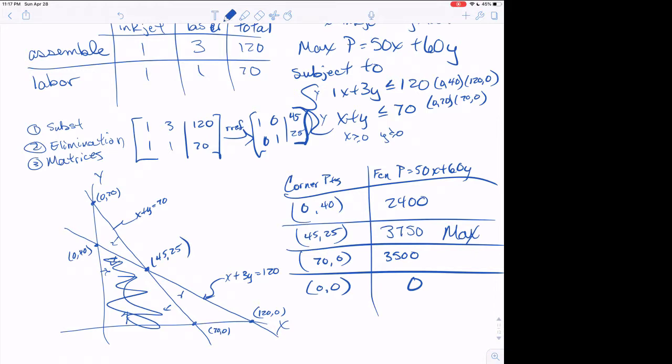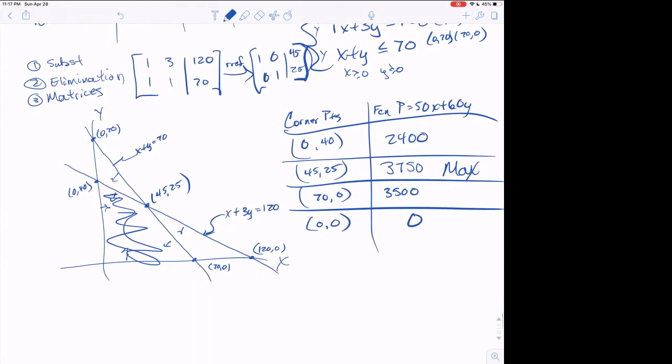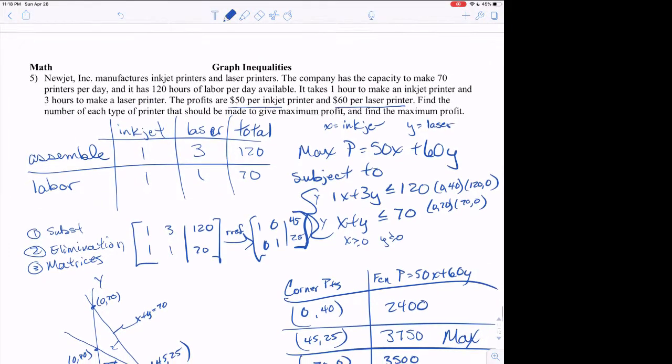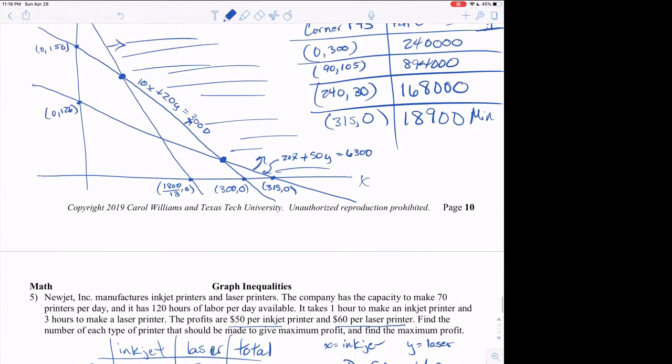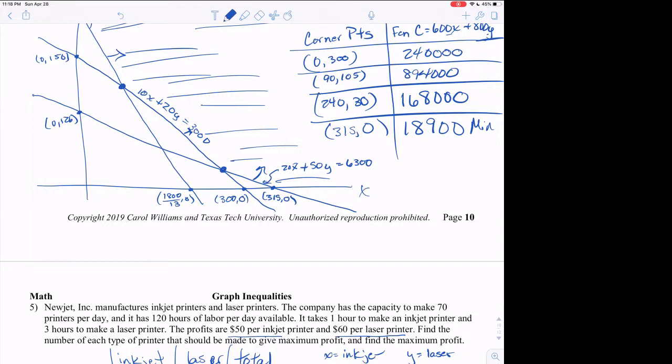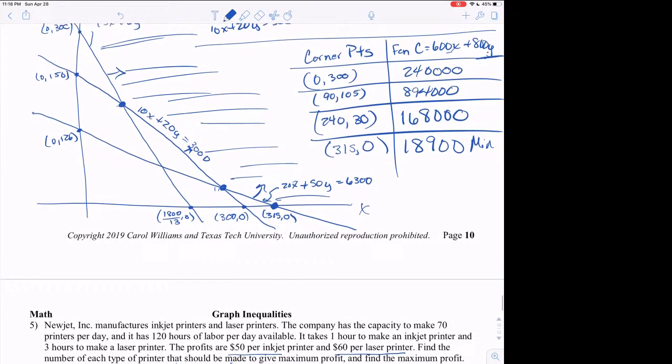All right? Now, remember what I said: I can gear it up where my max is not that point. So in the last example, the min came out to be this point, not one of these two points. So you need to realize that the max or min doesn't have to be one of the two points you found.